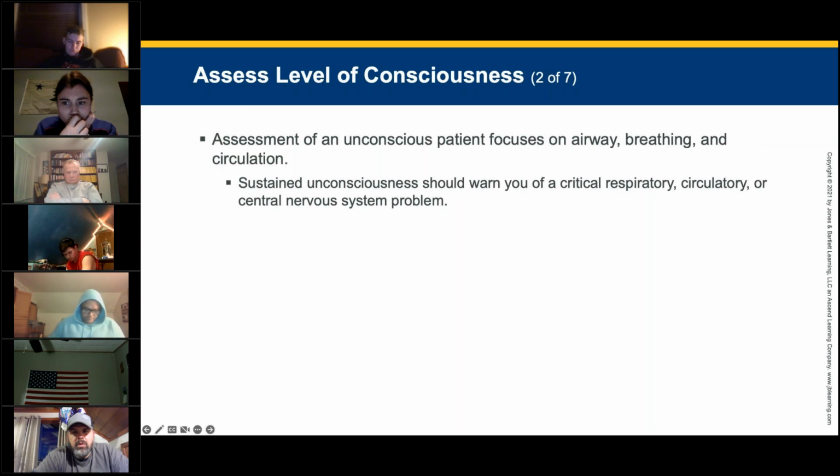Assessment of an unconscious patient focuses on the ABCs: airway, breathing, and circulation. Sustained unconsciousness should warn you of a critical respiratory, circulatory, or central nervous system problem. People don't just go unconscious. There's a reason that they're unconscious. And the longer they're unconscious, the worse it can be.